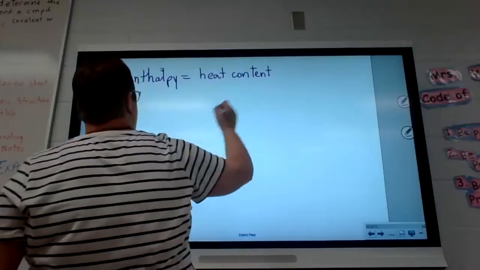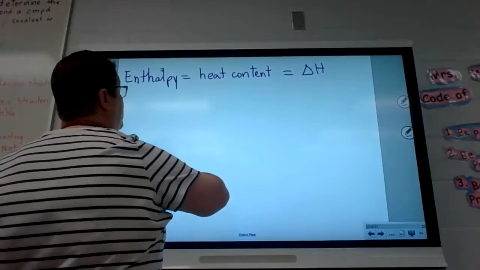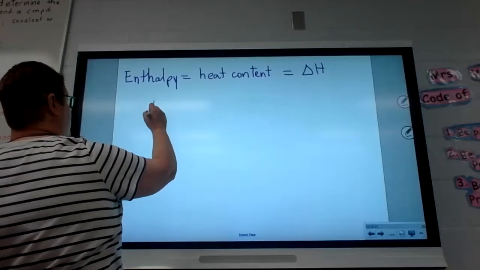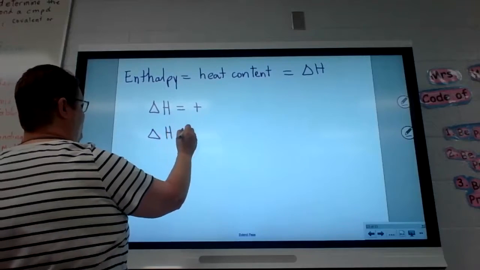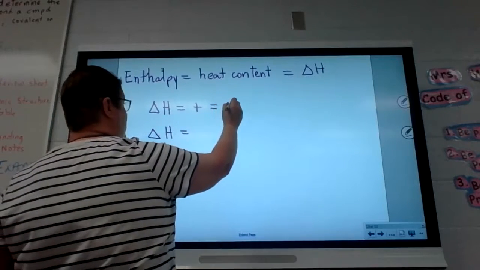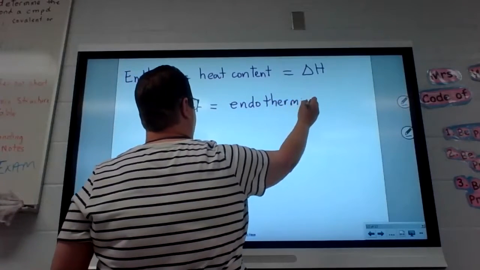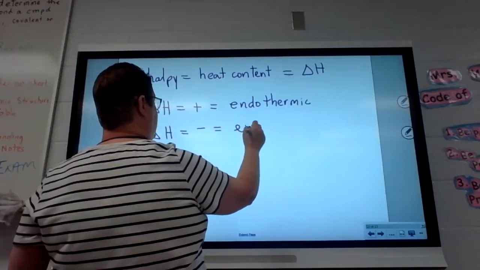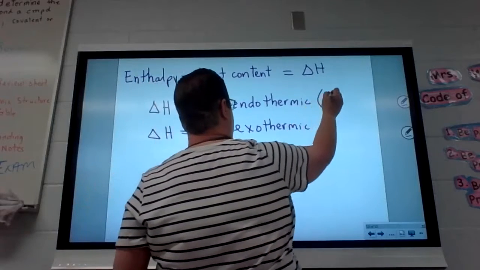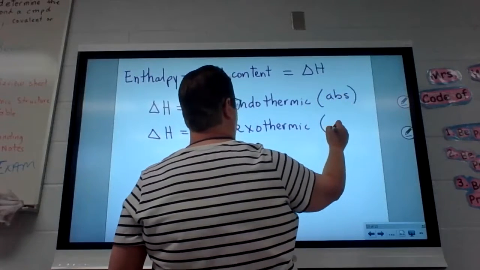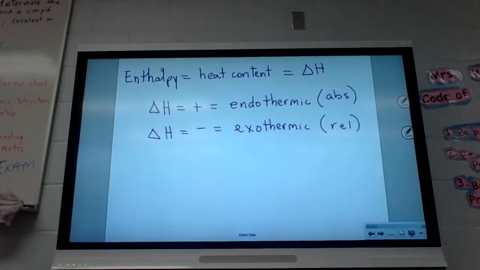Okay, dude. It's abbreviated delta H. Alright? Heat content, or delta H. Delta H can be positive, or delta H can be negative. If delta H is positive, it tells us it's endothermic. And if delta H is negative, it means it's exothermic. I'm assuming at this point we should remember that endo means absorbed and exo means release. So I'm only putting those in parentheses in case you forgot.